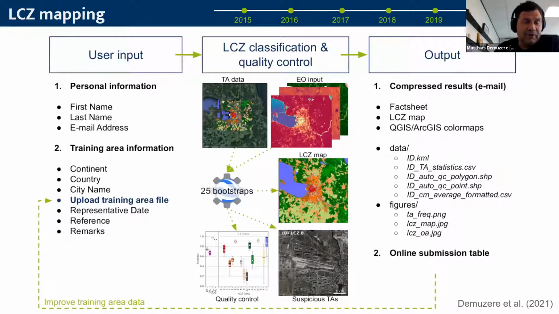And that's why we recently developed the LCZ generator, a web application that maps a city of interest into LCZ, solely expecting a valid training area file and some metadata as input. This tool basically incorporates all of the developments we worked on in the past 5 years. In the background, it uses more than 30 pre-processed global input features, which are derived from Landsat 8, Sentinel-1 and 2, and some other sensors, and it performs a classification within Google's Earth Engine. It returns an LCZ map and its probability, an automated accuracy assessment, some additional metadata, and shapefiles with suspicious training data. Results are sent via email, but can also be downloaded from an online dissemination table.